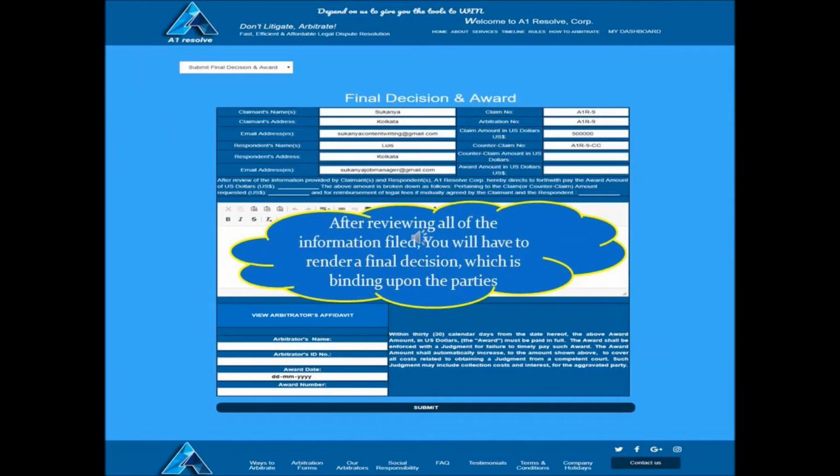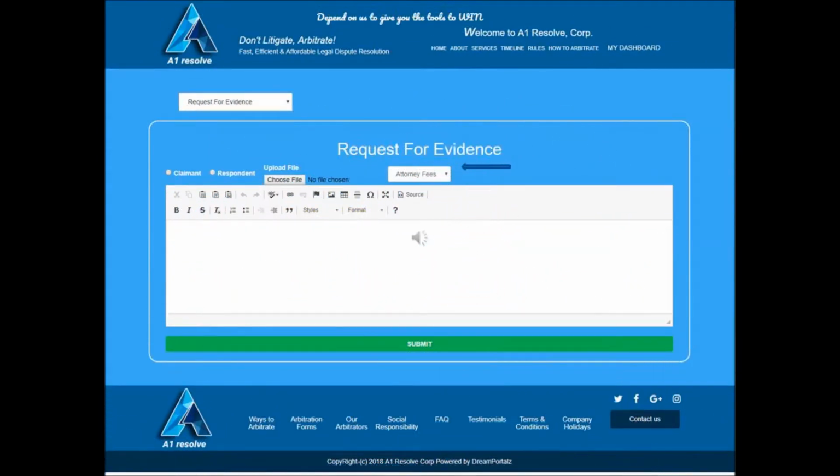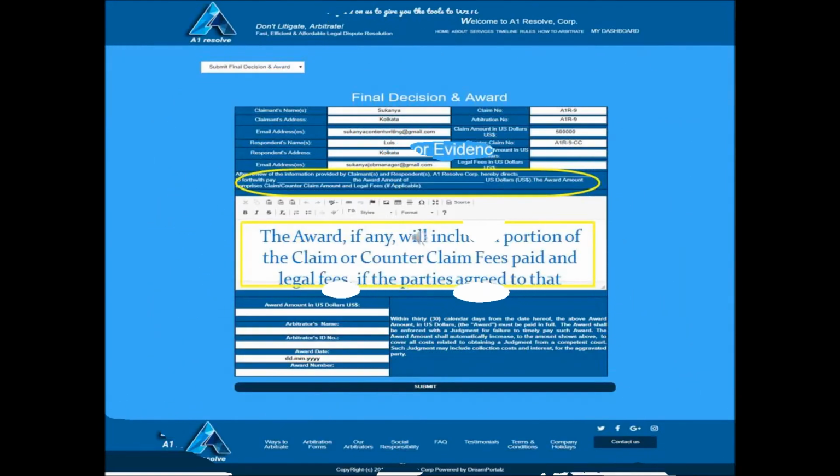After reviewing all of the information filed, the arbitrator renders a final decision, which is binding upon the parties. If the parties mutually agree to be reimbursed for attorney fees before a final decision is filed, the arbitrator makes an RFE asking for supporting documentation as to the legal costs incurred by each party.